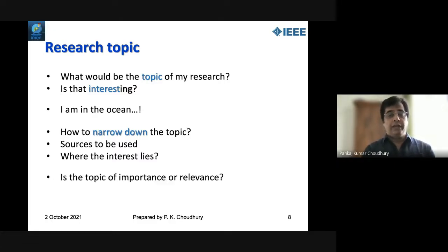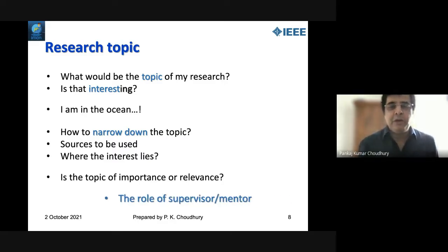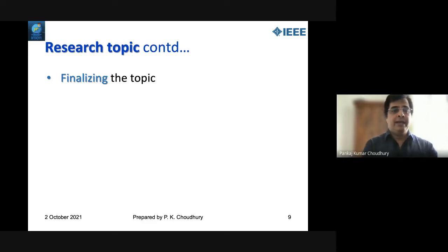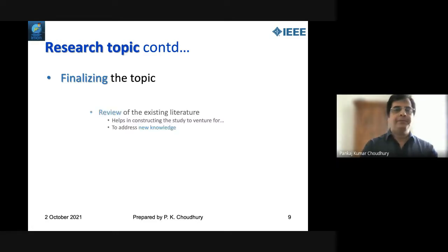Then you have to think of the importance of the topic and also whether it is relevant to the present research world or research community. Now at this stage, in order to narrow down the topic, the supervisor's role becomes extremely important. The mentor's role becomes extremely important to come to a conclusion that, yes, this will be my topic of research, okay? So the supervisor remains greatly helpful in finalizing the topic.